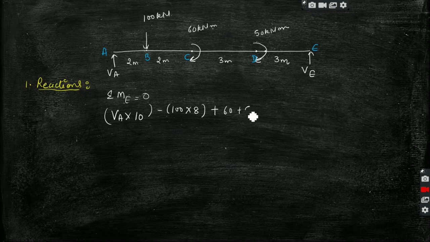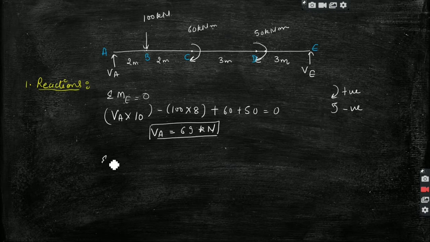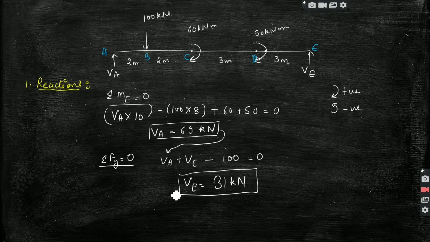Why plus? Because while calculating reactions, we are taking clockwise to be positive and anti-clockwise to be negative. So out of these, this 100 into 8 kilonewton meter is negative because it is having an anti-clockwise moment at E. So VA will come out to be 69 kilonewton. Then using the equation summation Fy is equal to 0, VA plus VE minus 100 is equal to 0, because there is only one y direction force and two external reactions. So by substituting VA here, we will get VE to be 31 kN. So simple calculation of reactions. Now we have calculated reactions 69 and 31.